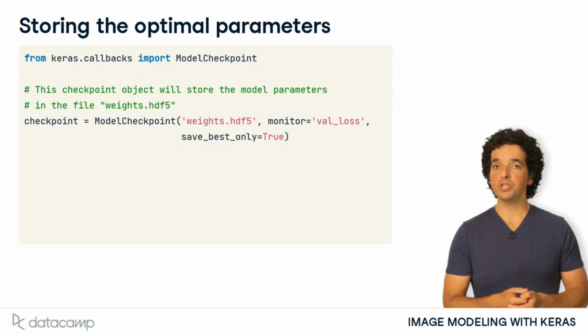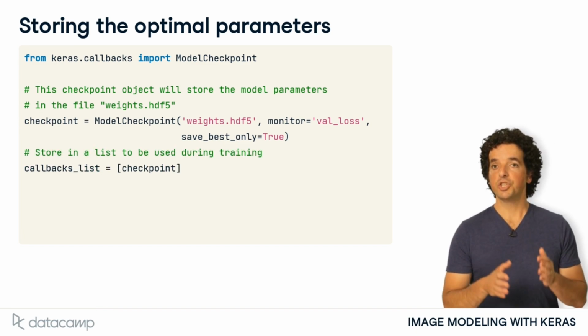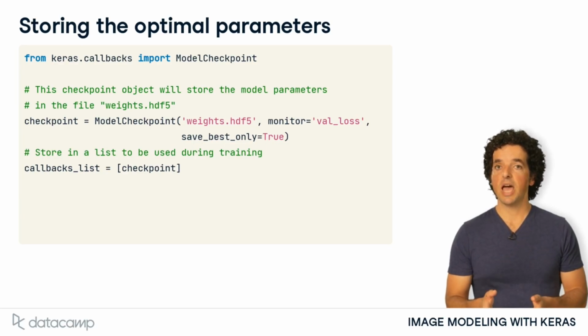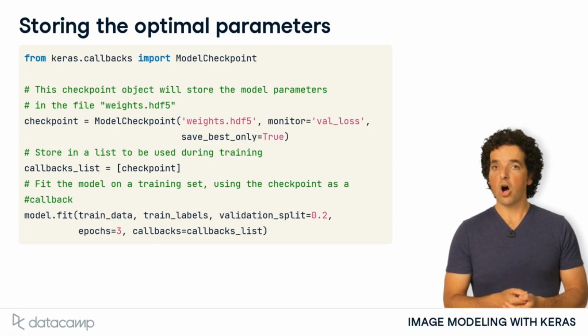The callback monitors the validation loss and will only overwrite the weights whenever the validation loss shows improvement. That is, the validation loss decreases. This means that if the network overfits, the weights will be stored for the epoch at which the validation loss was the smallest before it started rising back up. The checkpoint object is stored in a list and passed as input to the model fitting procedure. After all epochs of fitting are done, this file contains the best weights.